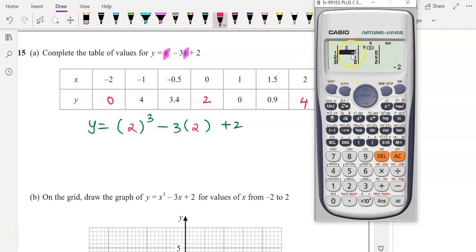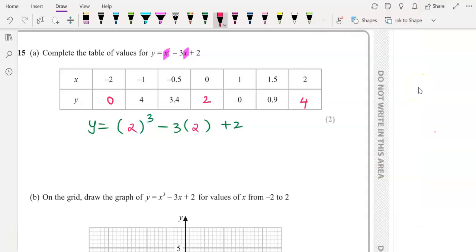So when x equals minus 2, the corresponding value of y is 0. Minus 1 is 4. When x equals 0, the value of y is 2. And when x equals 2, the value of y is 4. So from here, you can directly get your answer. Now, once you have the table, the next part is to plot these points on the grid and draw the graph.